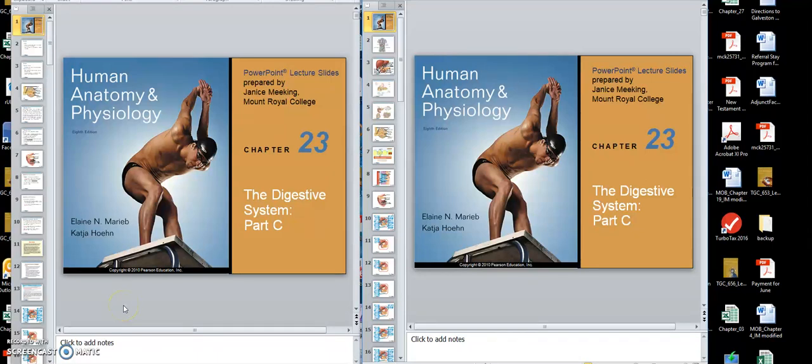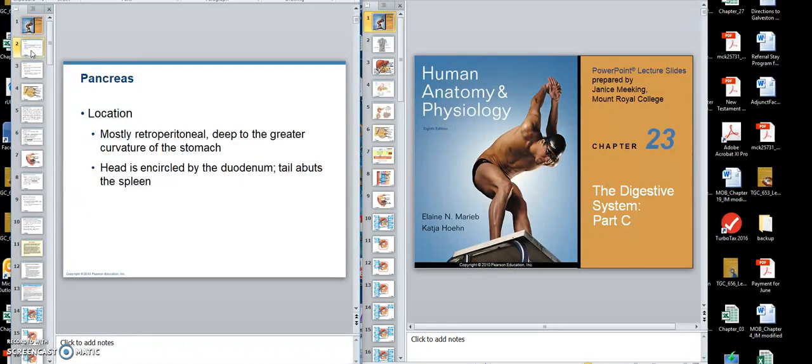Okay, class, where we are now, we're looking at gastrointestinal 3, GI 3 in my PowerPoints. All right, let's see what comes up to bat here. So we're talking about the pancreas.